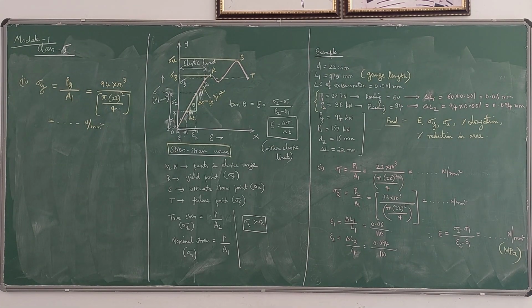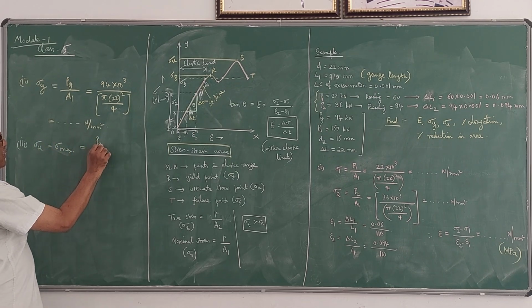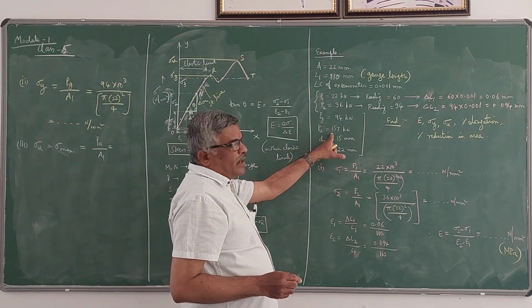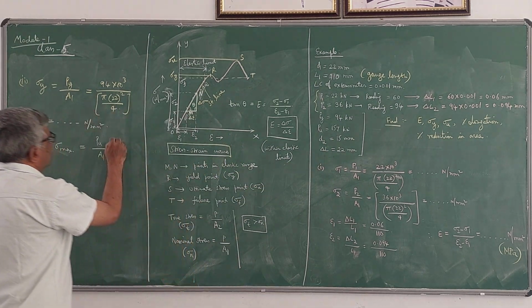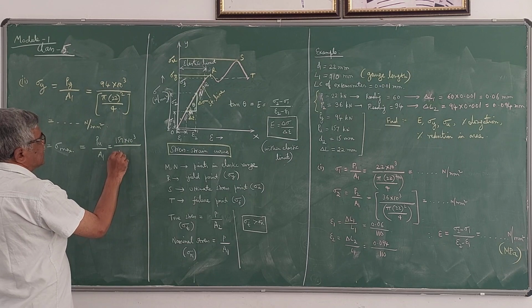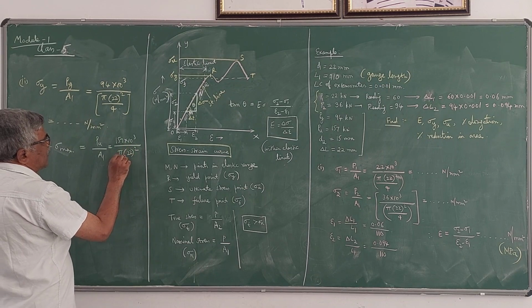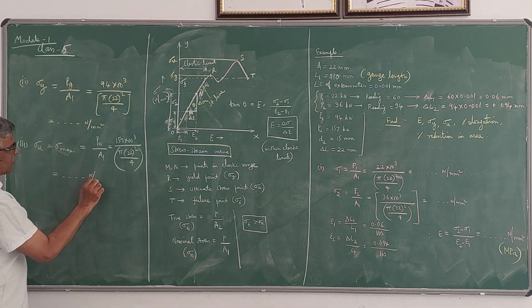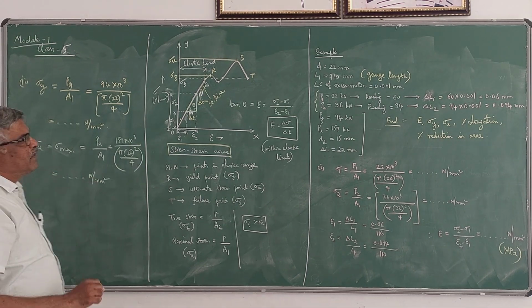Next, he has asked sigma u, that is ultimate stress, the maximum stress. Sigma u is sigma max, which is given by Pu by A1. He has given here Pu, the load at the ultimate point, as 157 into 10 power 3. It is the maximum load that the material can take, divided by the same pi into 22 square by 4. If you simplify this, you get another value in Newton per mm square. That is the ultimate stress.